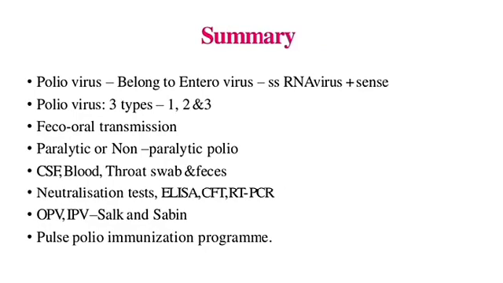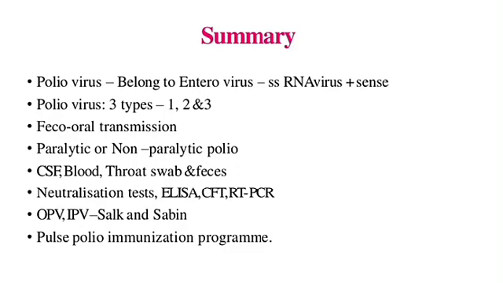Poliovirus. Let us see the summary of poliovirus. They belong to the enterovirus group, ssRNA virus, plus sense. Poliovirus is of 3 types: type 1, 2, 3. Transmission is by the fecal oral route. Paralytic or non-paralytic polio are the 2 types.